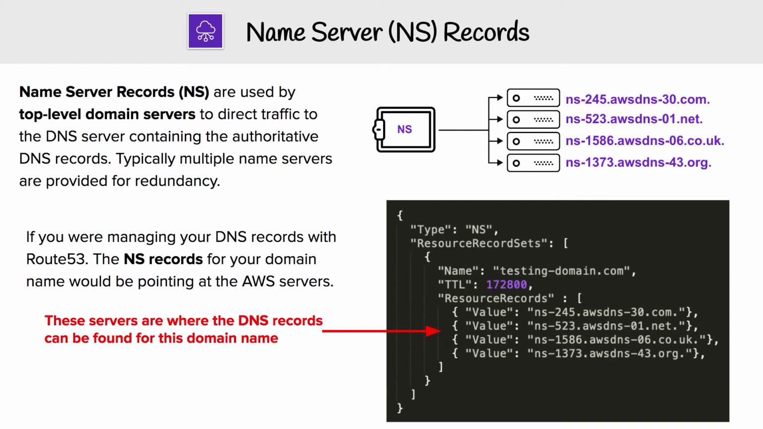So if you're managing your DNS records with Route 53, the DNS records for the domain would be pointing to AWS servers. And there we have four. We have a .com. That's probably in the US. .net. I'm not sure what that is. .co. And .org. Okay? So we have a lot of redundancy there.